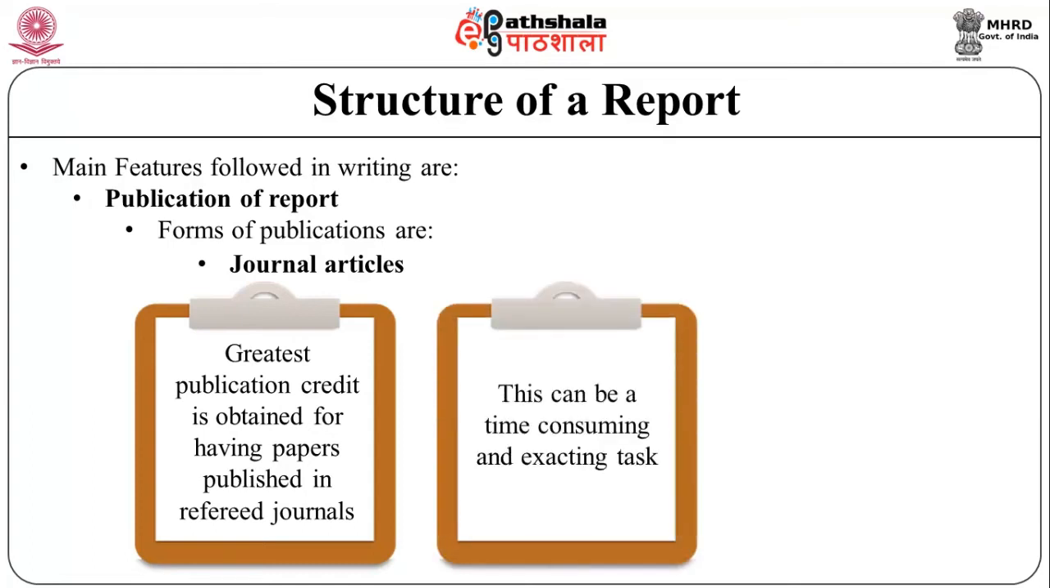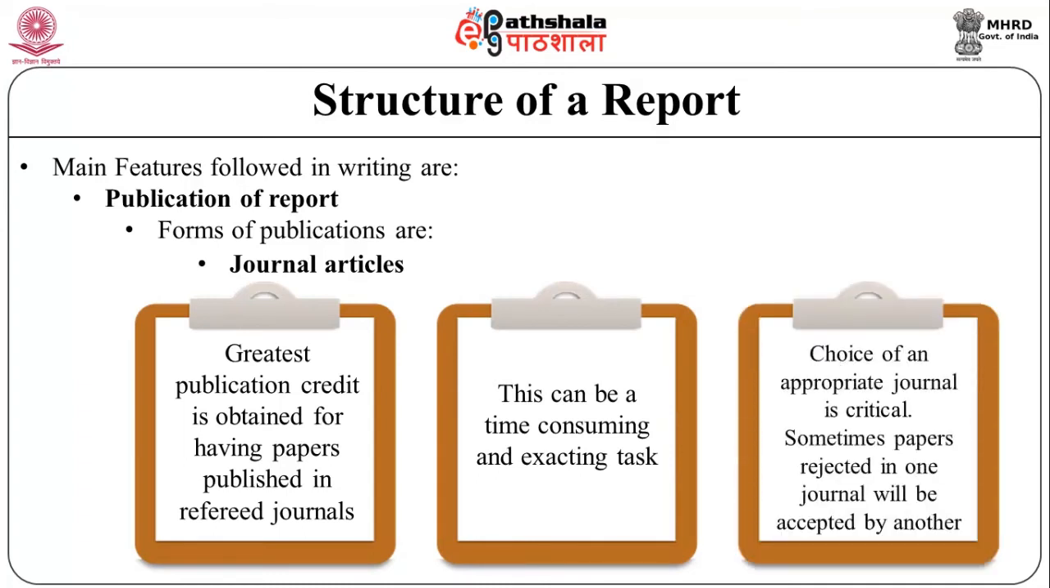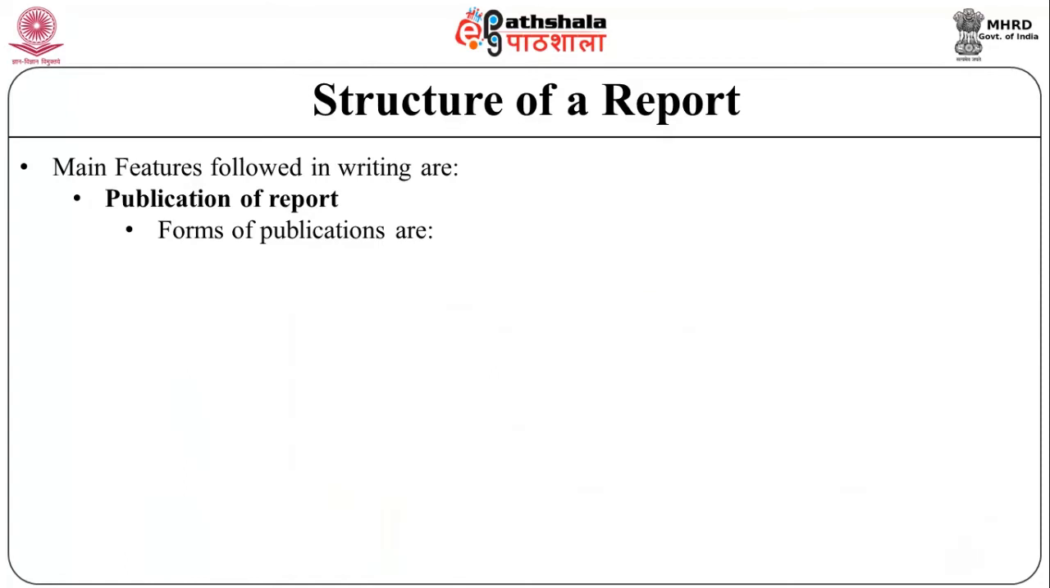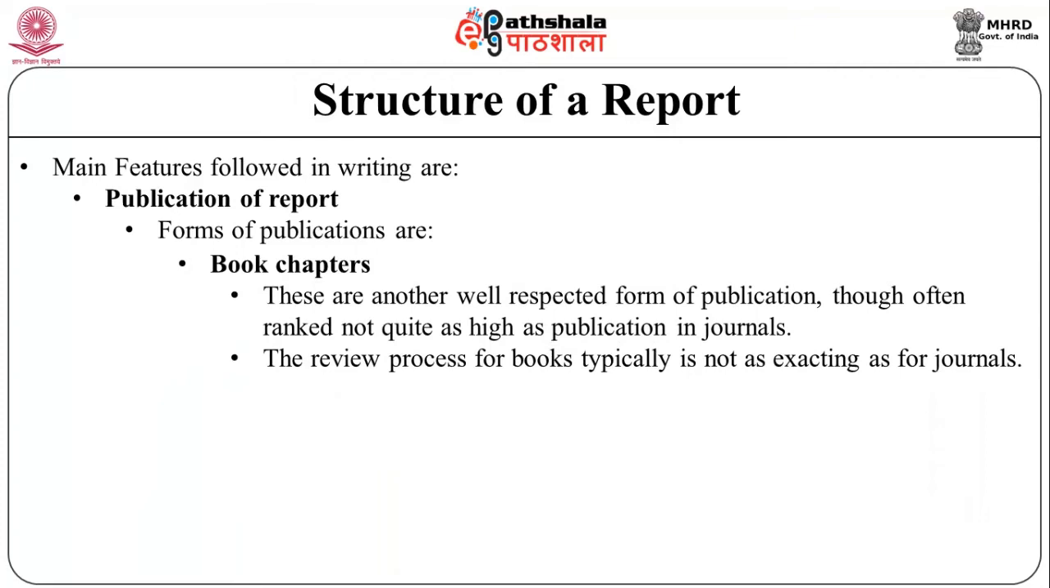This can be a time-consuming and exacting task. Choice of an appropriate journal is critical. Sometimes papers rejected in one journal will be accepted by another. Book chapters. These are another well-respected form of publication, though often rank not quite as high as publication in a journal. The review process for books typically is not as exacting as for journals.